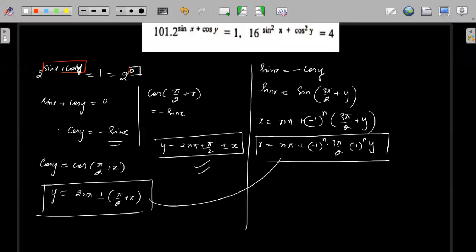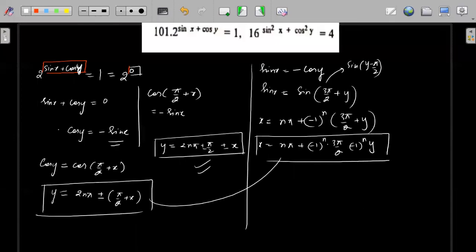y minus, yes child, y minus pi by 2. Okay, let's see, y minus pi by 2. Yes, or you can write that also. Who said y minus pi by 2? Yes, that also you can write. You can write here sine of y minus pi by 2 also. That is also correct. Very good, very good. That is also correct, right? Okay.